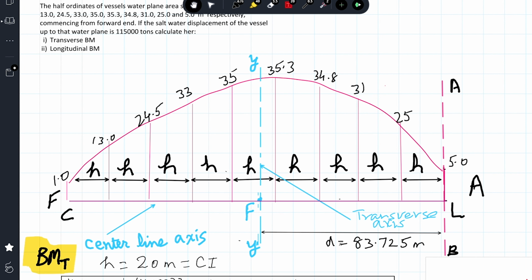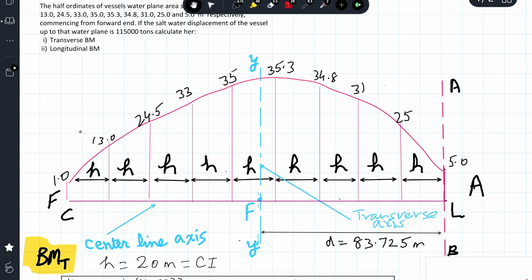That axis is transverse, it is along the breadth of the vessel. So here the two axes are marked. CL is the center line passing through F. F is the center of rotation, which is on the center line. So when we calculate BM transverse, we need moment of inertia transverse upon underwater volume.